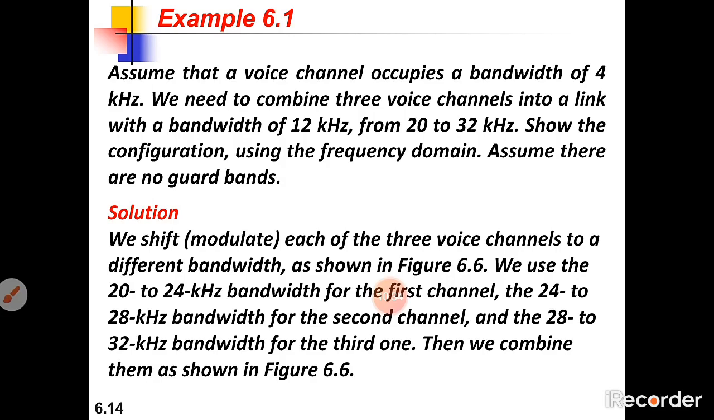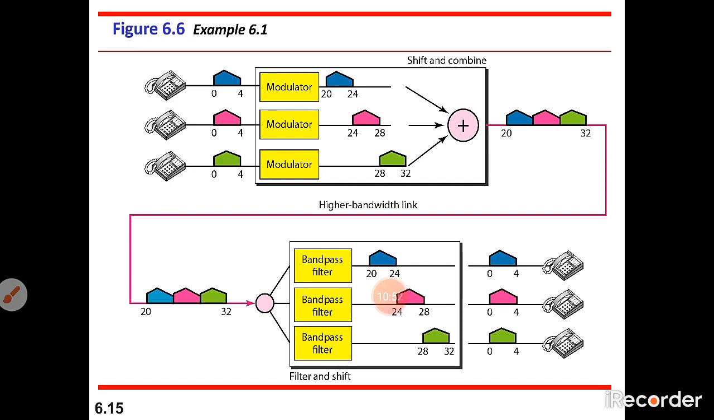These are some examples they have given. Assume that voice channels each occupy a bandwidth of 4 kilohertz. The voice channels come from each telephone and have a bandwidth of 0 to 4, which is the frequency range, that is, the bandwidth.